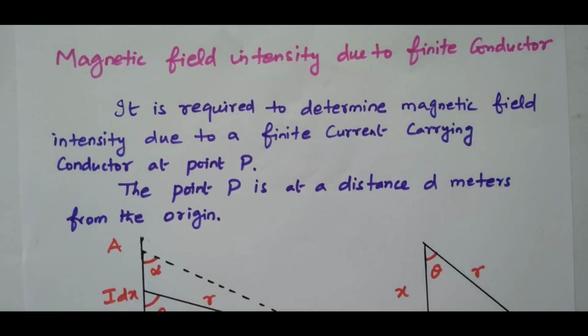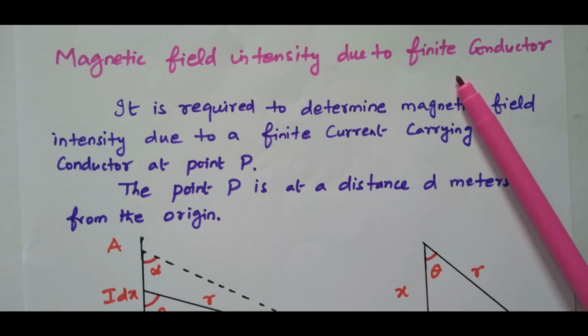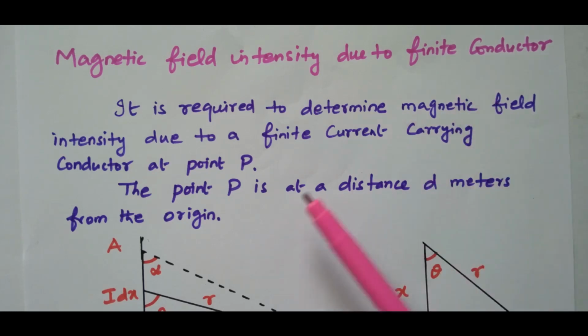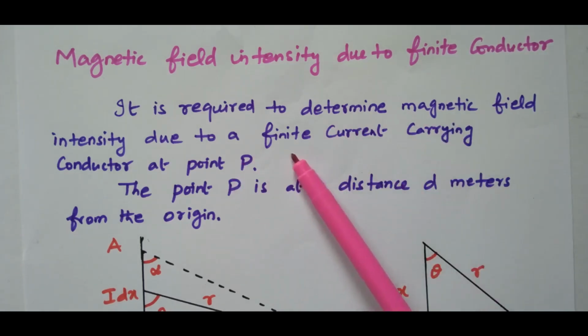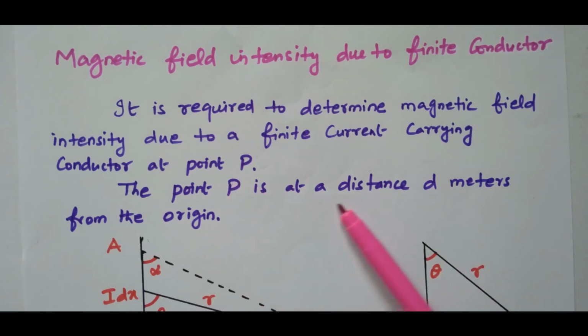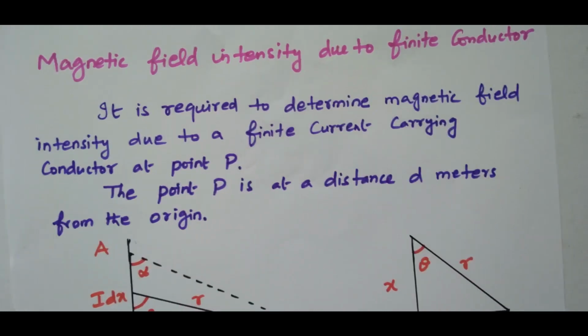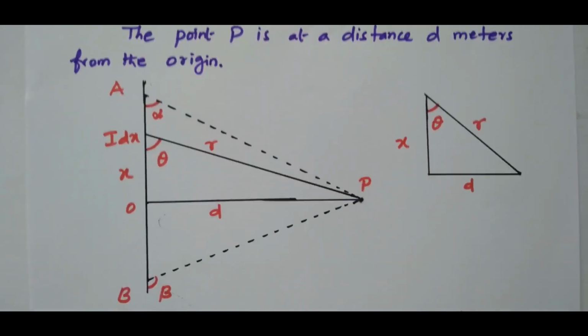Welcome viewers. In this video we will see the magnetic field intensity due to the finite conductor. The expression for magnetic field intensity due to the finite conductor. So our aim is to find the magnetic field intensity due to a finite current carrying conductor at point P. The point P is at a distance d meter from the origin. Now we will refer the diagram so that it will be easier.